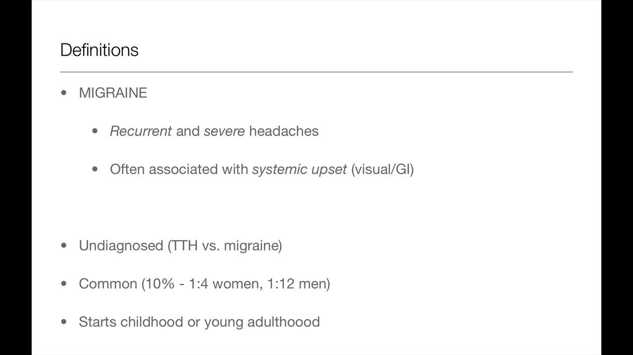What exactly is a migraine? A migraine is a recurrent or paroxysmal severe headache that is often associated with systemic upset. The two most commonly affected organ systems are the visual system and the GI system, but we'll talk a little bit more about this later.